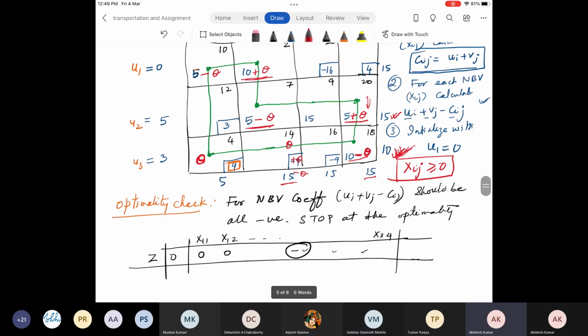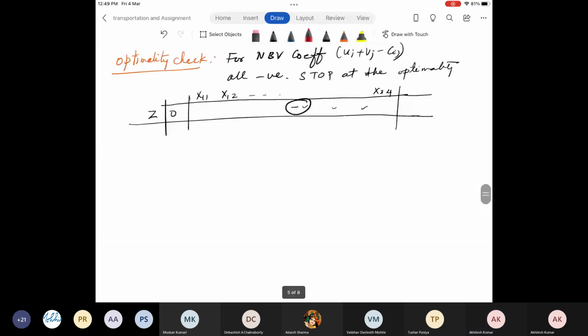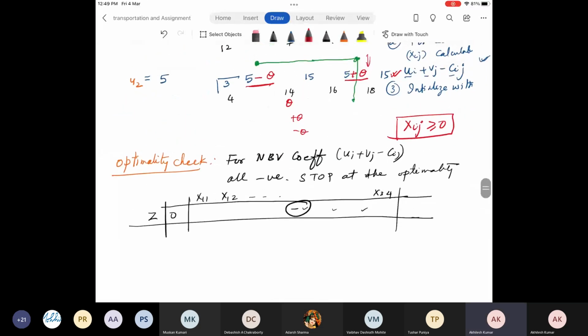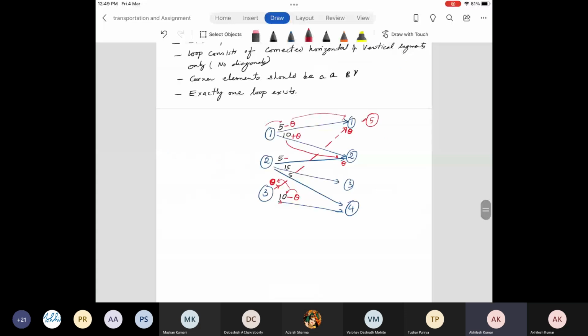So the conditions we have here are simply: theta should be greater than or equal to 0. 10 minus theta should be greater than or equal to 0. 5 plus theta should be greater than or equal to 0. What was the next? 5 minus theta should be greater than or equal to 0.